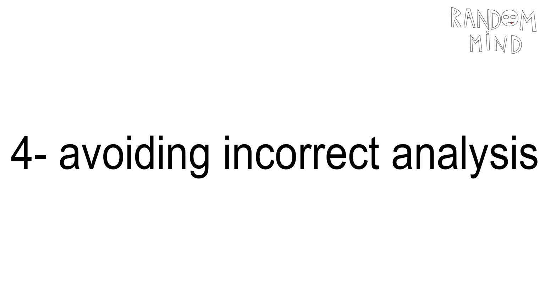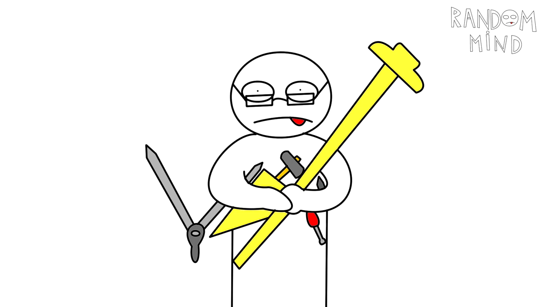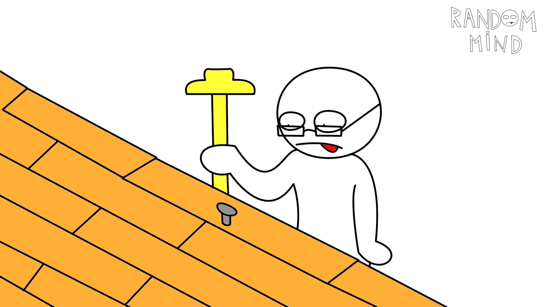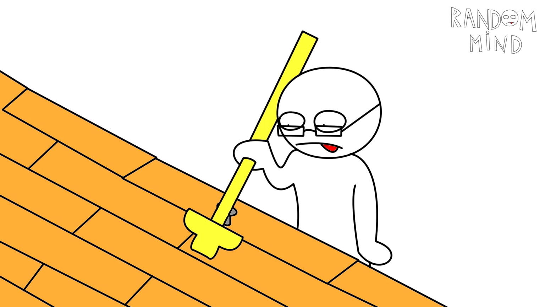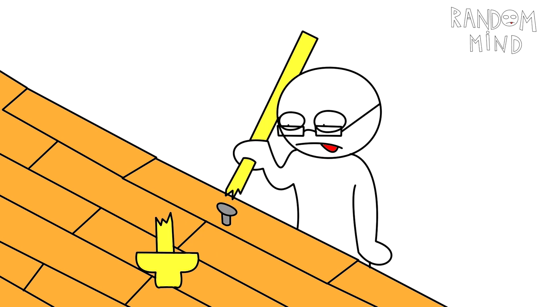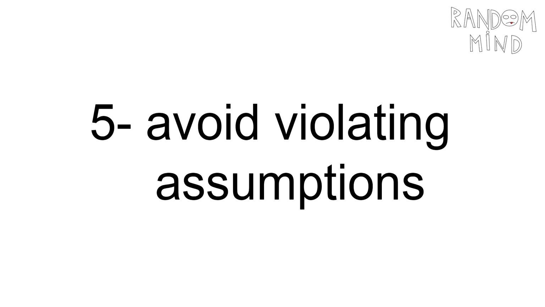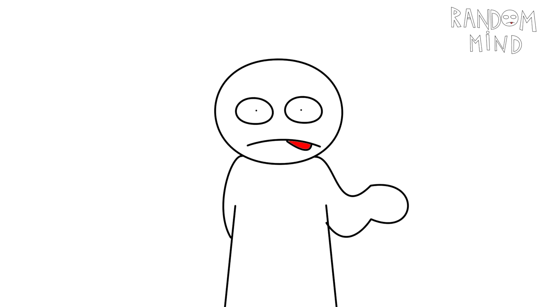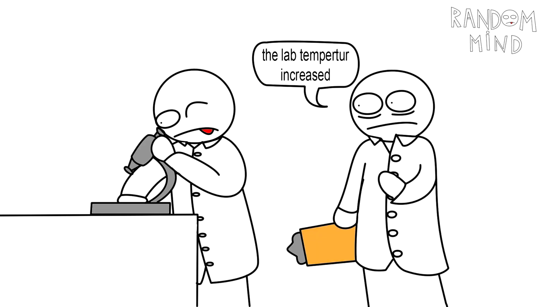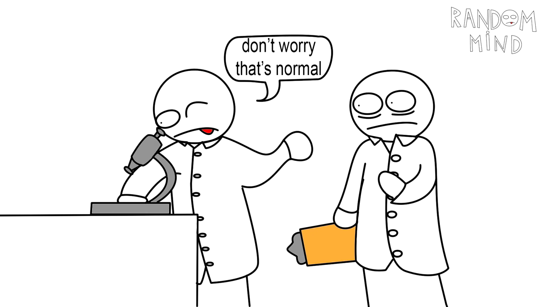Avoiding incorrect analysis. Statisticians have lots of tools at their disposal to draw out the right statistic. So they must be careful about what tools they use, because not every tool works in every situation. Avoiding violating assumptions. Some analyses come with assumptions, like whether a certain variable value is normal or not. If we dismiss an important assumption, that could lead to wrong statistics followed by a disastrous result.